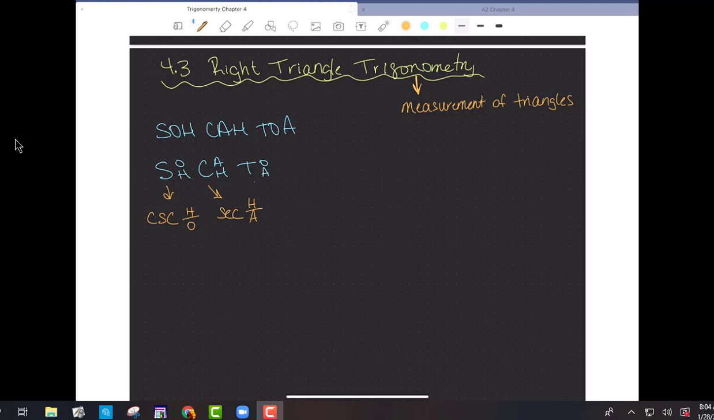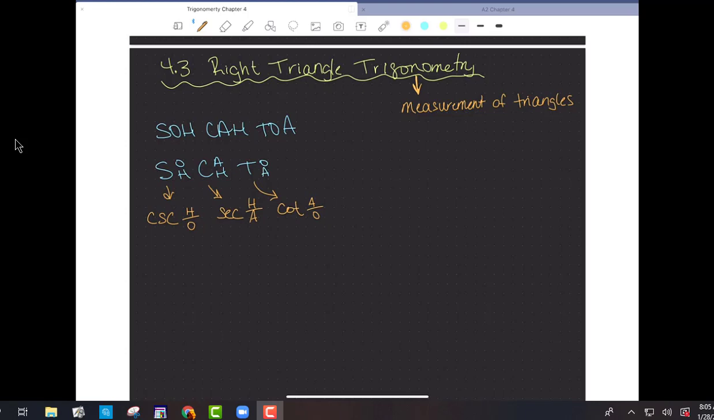And what was the inverse of tangent? Cotangent. Yep, cotangent. And so what do you think cotangent's going to be? What over what? A over O. Adjacent over opposite, right? So we can use these ratios to evaluate some of those trig functions.